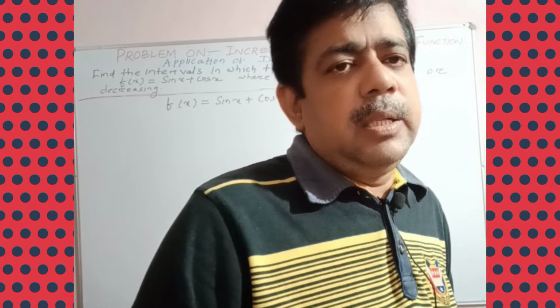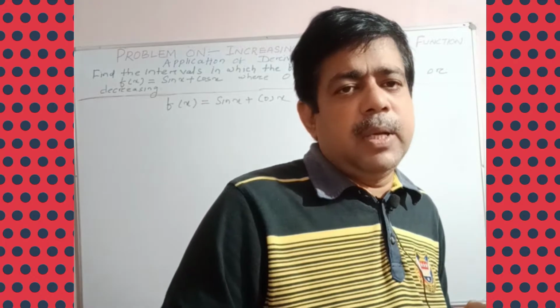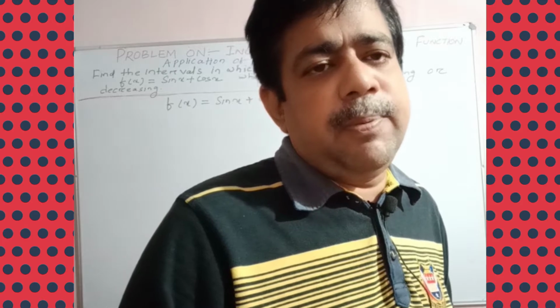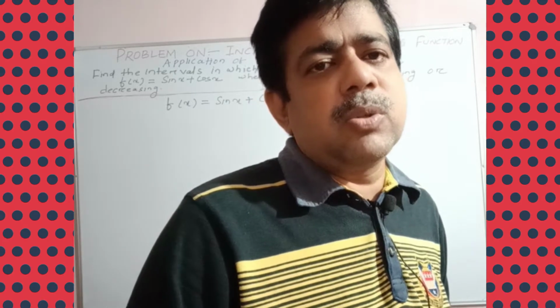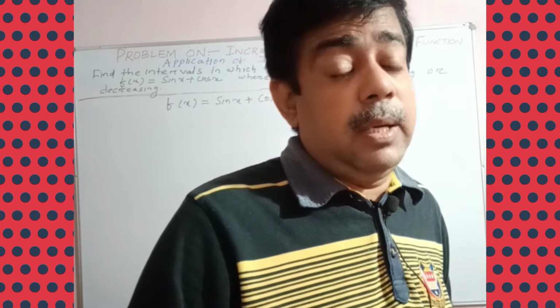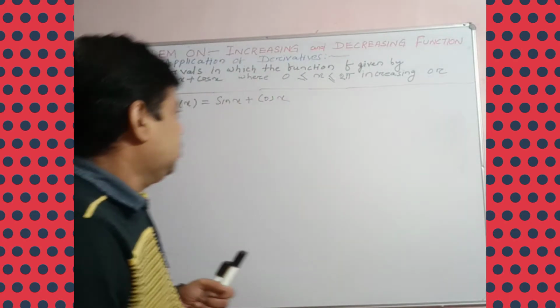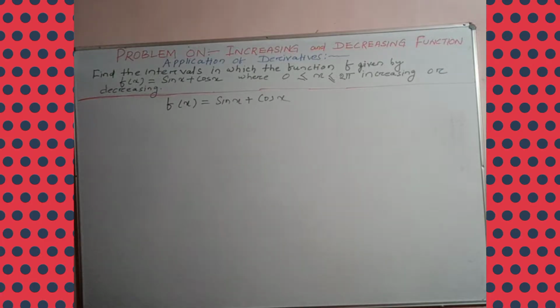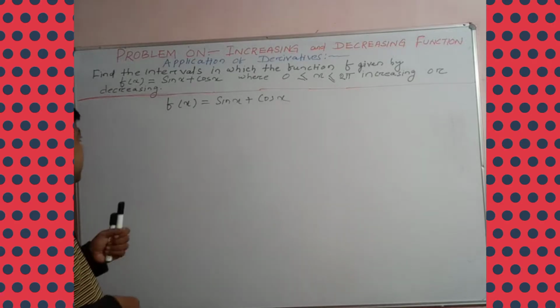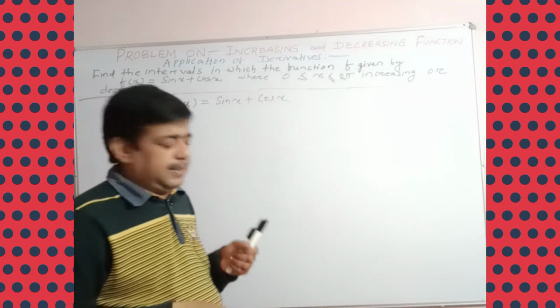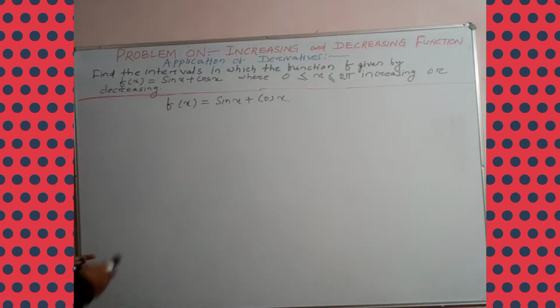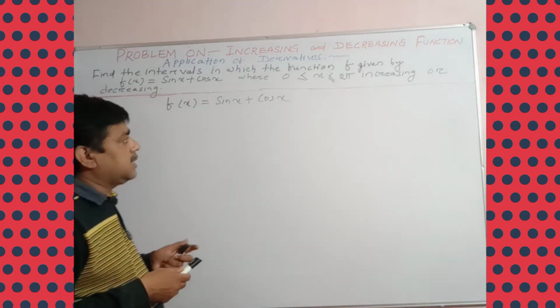In this question, we have to find the intervals in which a function f, defined by f(x) = sin x + cos x, is increasing or decreasing in the interval 0 ≤ x ≤ 2π. Understood? The function is given as f(x) = sin x + cos x, and we have to find the intervals in which f(x) is increasing or decreasing. The interval is given as 0 ≤ x < 2π.